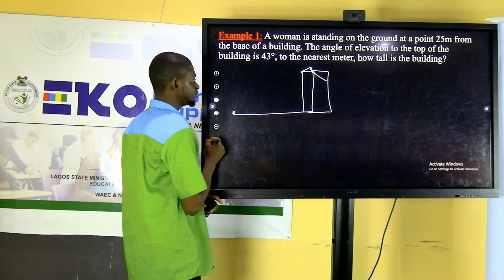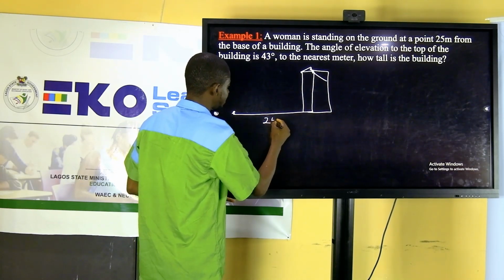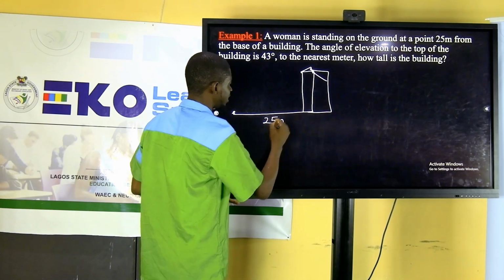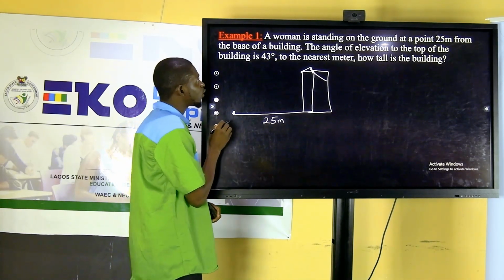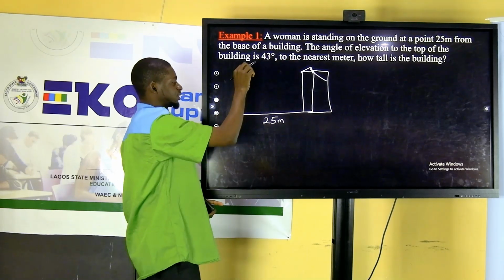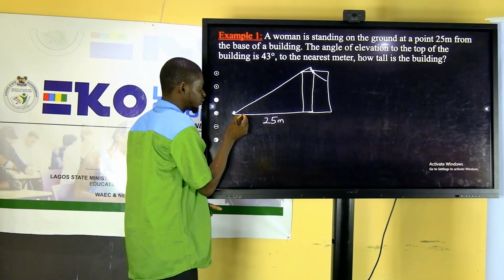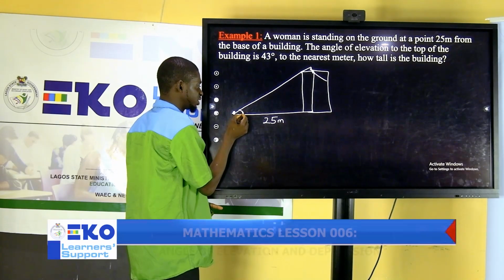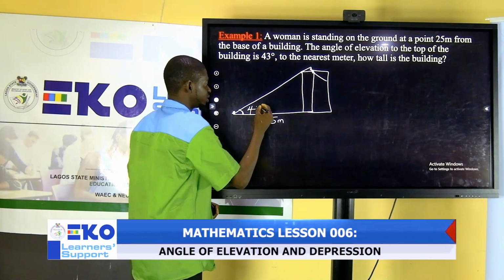The woman is standing here. So here is 25 meters. That's the distance between the woman and the building. The woman makes an angle of elevation to the top of the building, which is 43 degrees. So the woman looks upward, angle of elevation from a line of sight to this line of sight to the top of it, 43 degrees.